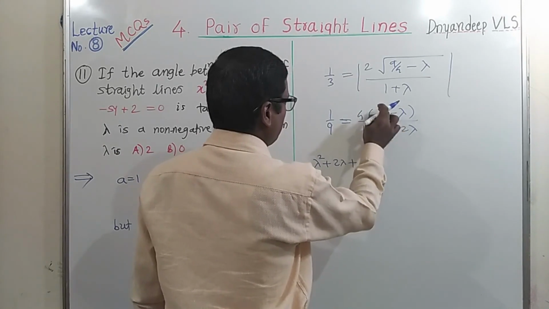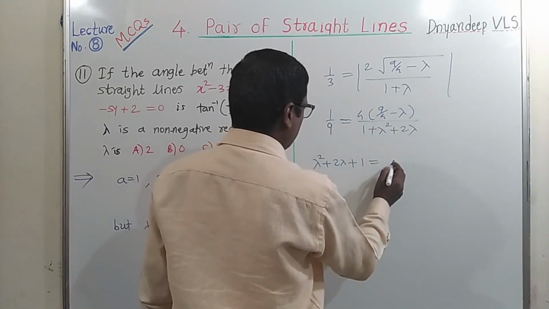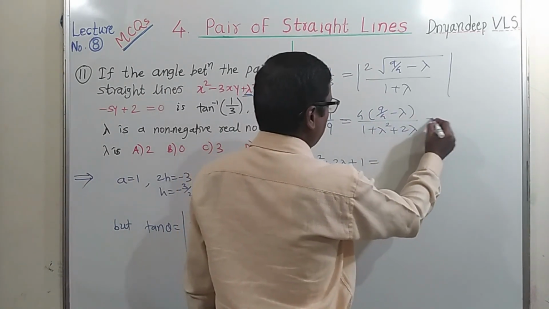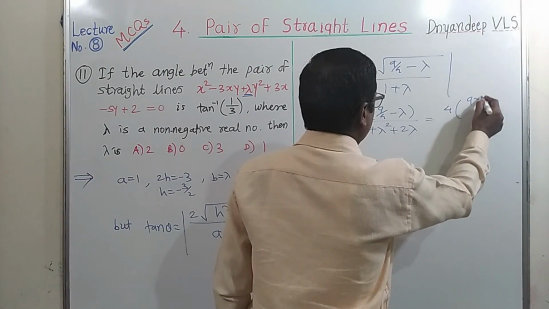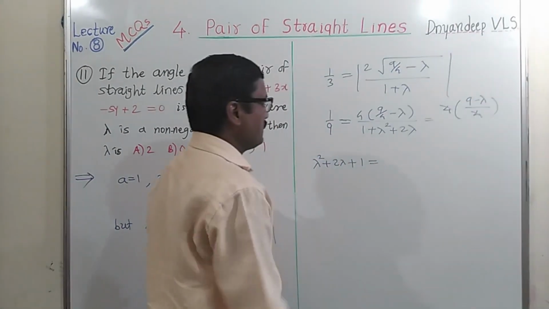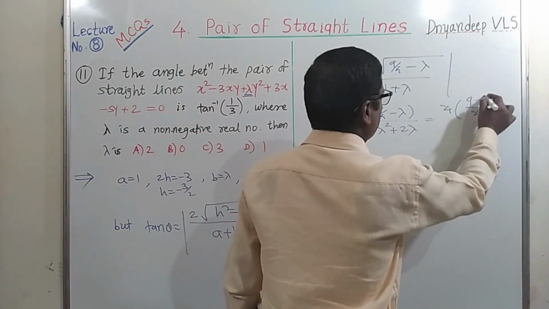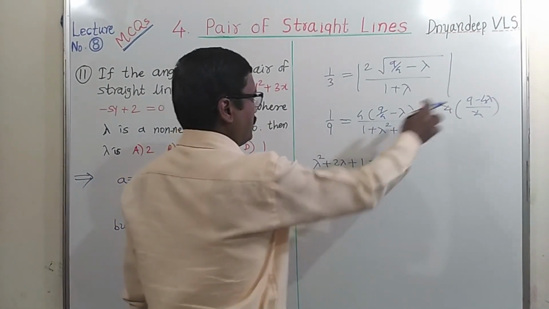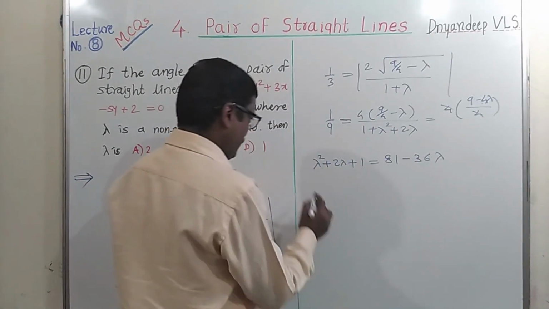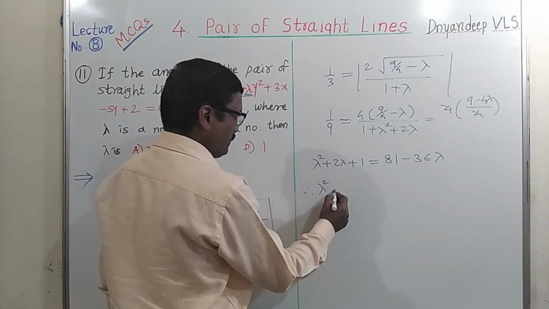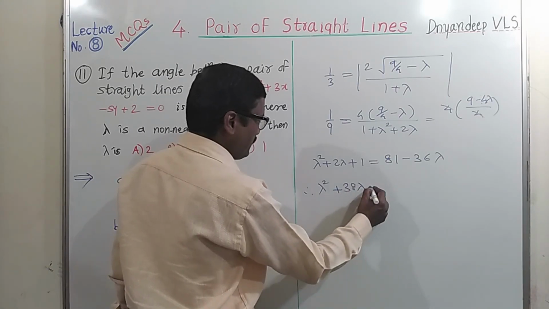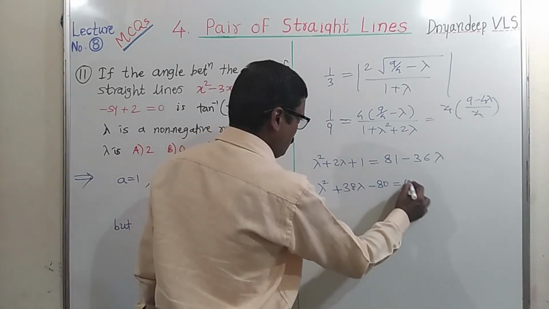4, 4 get cancelled, so 9 only, and here minus lambda by 4, or this one will be 9 minus 4 lambda, this is 4 into (9 minus lambda upon 4), so that these 4 get cancelled, sorry, 9 minus 4 lambda. Now taking cross multiplication, we get 81 minus 36 lambda, therefore this is lambda square. Taking this 36 to the left, we get 38 lambda minus 80 equal to 0.